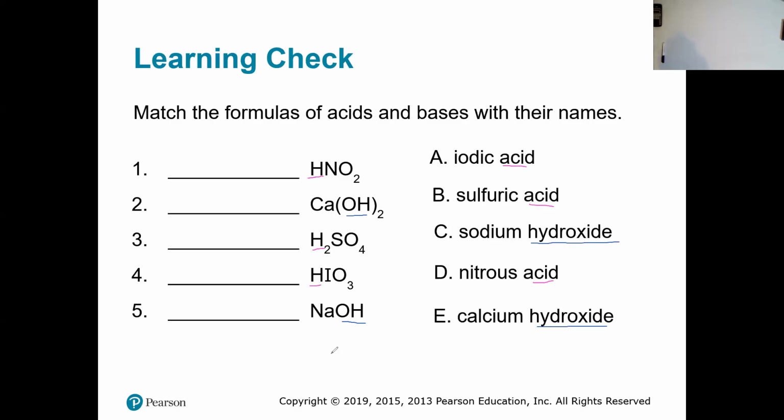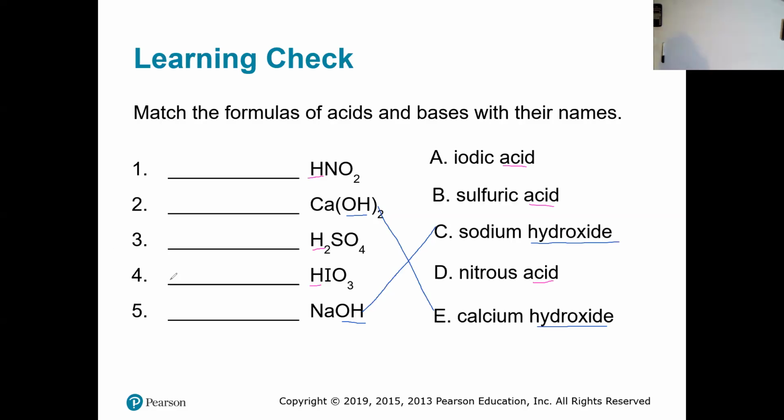Okay, now it's just going to be about matching up the right ones. So this is calcium, this is hydroxide. So that's the name, calcium hydroxide. This is sodium, this is a hydroxide. So this is going to be sodium hydroxide.